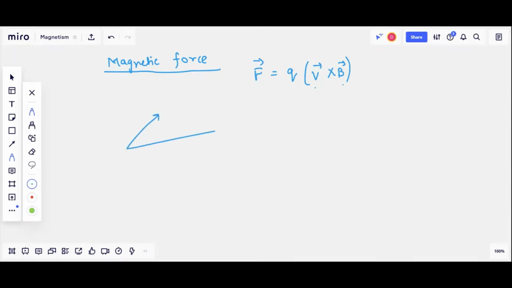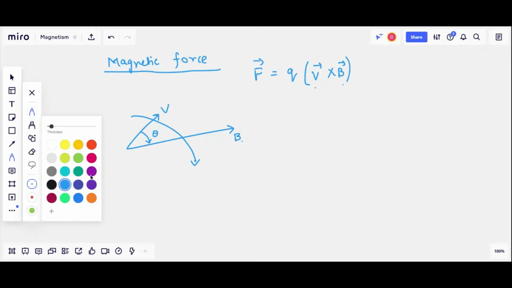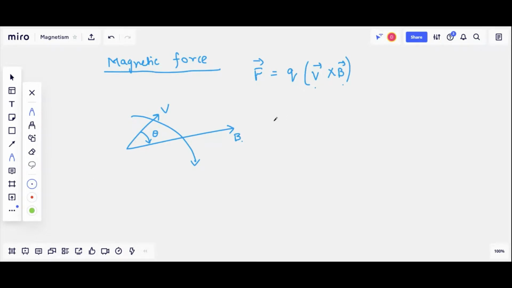One more thing: how to give its direction. The direction is given by a right hand rule, where let's say this is the velocity V and this is the magnetic field B. To determine the direction, we take our right hand and curl our fingers from velocity to magnetic field. If we curl our fingers in this way, the thumb will point into the plane, which gives the direction of the force. And one thing we need to take care of is that if the charge is negative, then the direction of the force will be exactly opposite to what we get from the right hand rule.